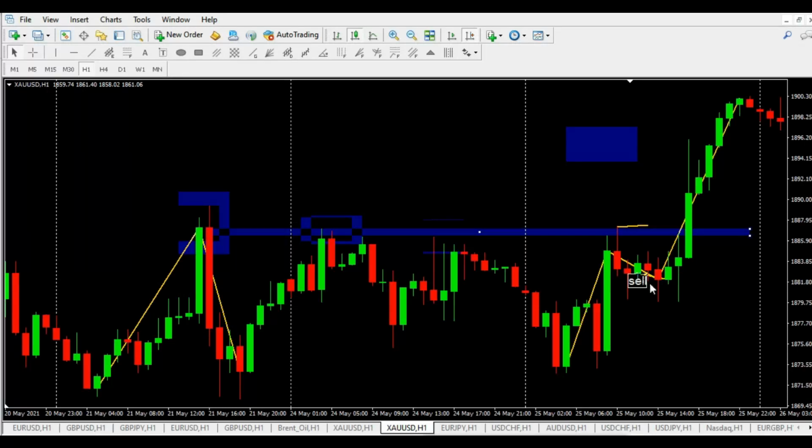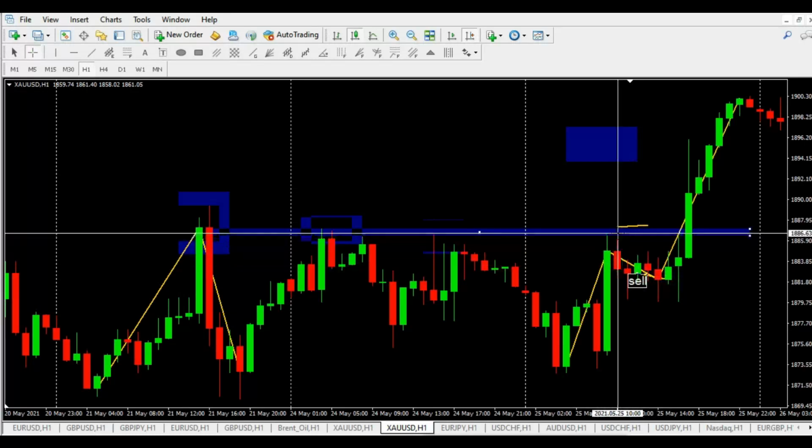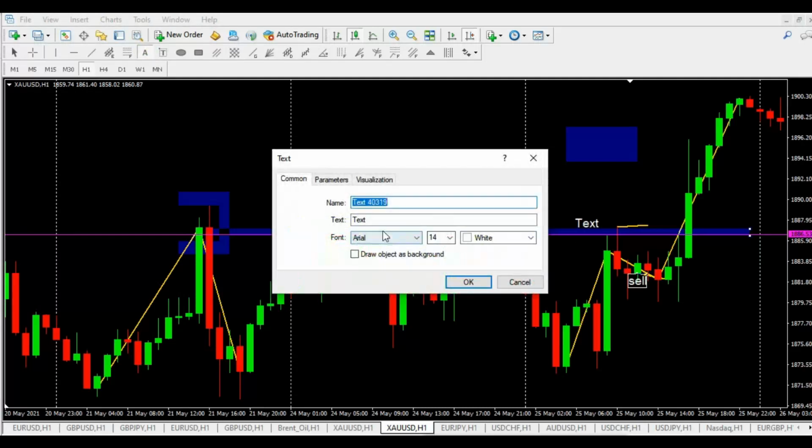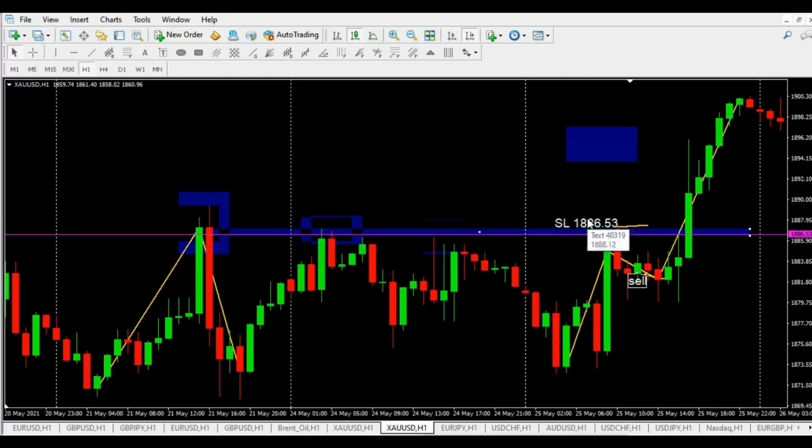And then how about the risk management? How about the take profit? Look at the left side, at the top of the left side there are many rejections, and we can choose one of them as resistance. So this is our stop loss from resistance. This is our stop loss, 1886.53.